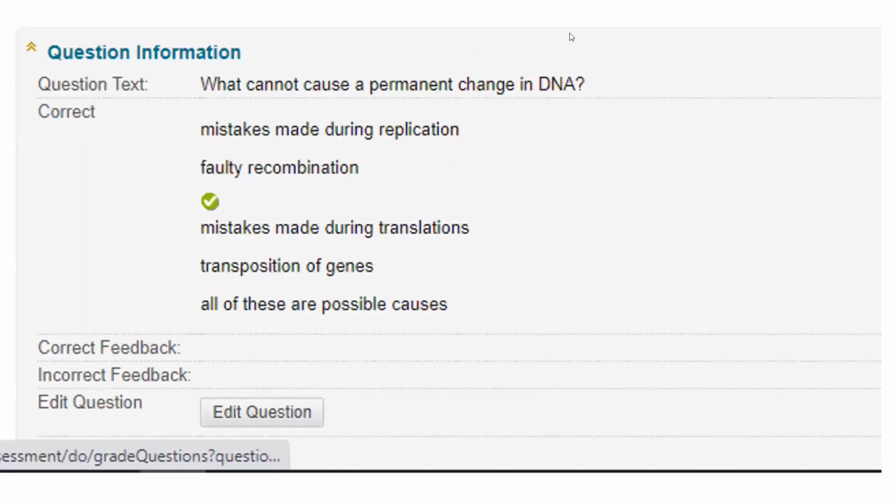Here, what cannot make a permanent change in DNA? Translation, right? So translation is dealing with RNA, right? So we're translating that RNA into a protein. So if we make a mistake there, who cares? We're not messing with the DNA, right? So that does not change our DNA since we're dealing specifically with RNA during translation.